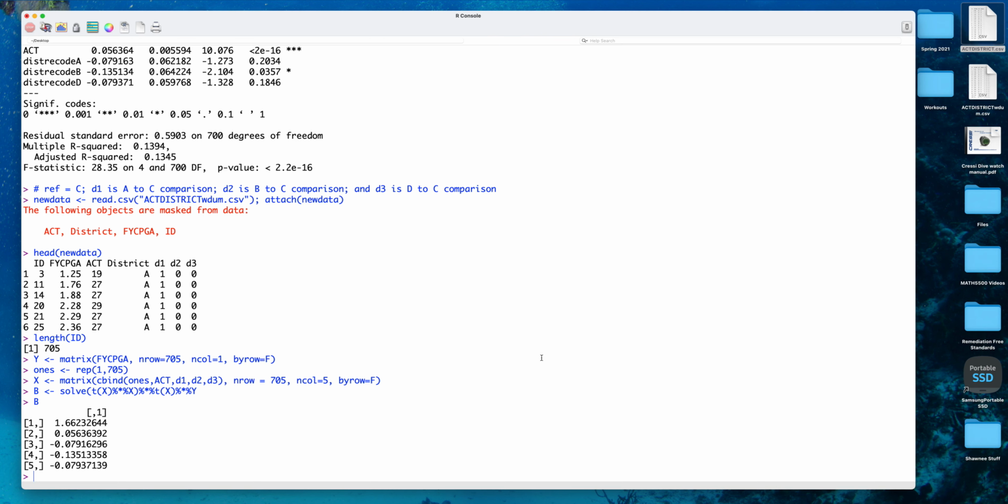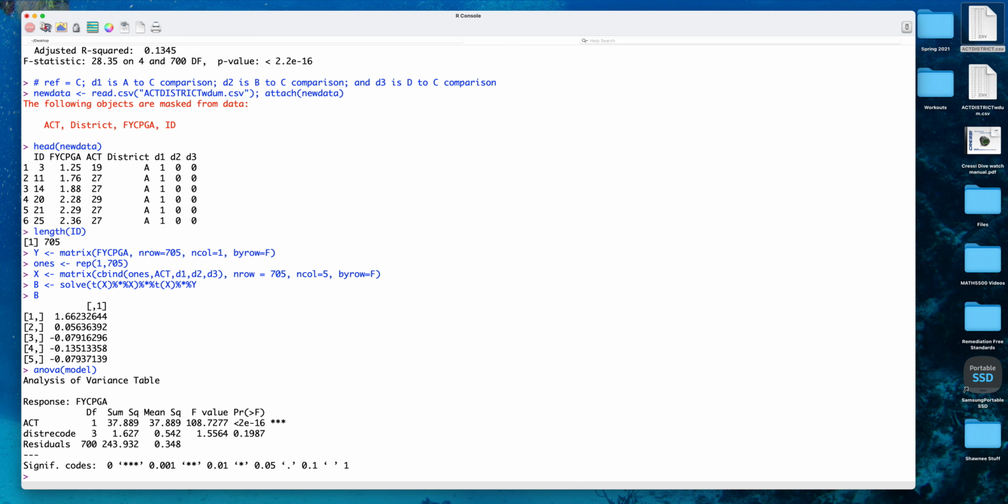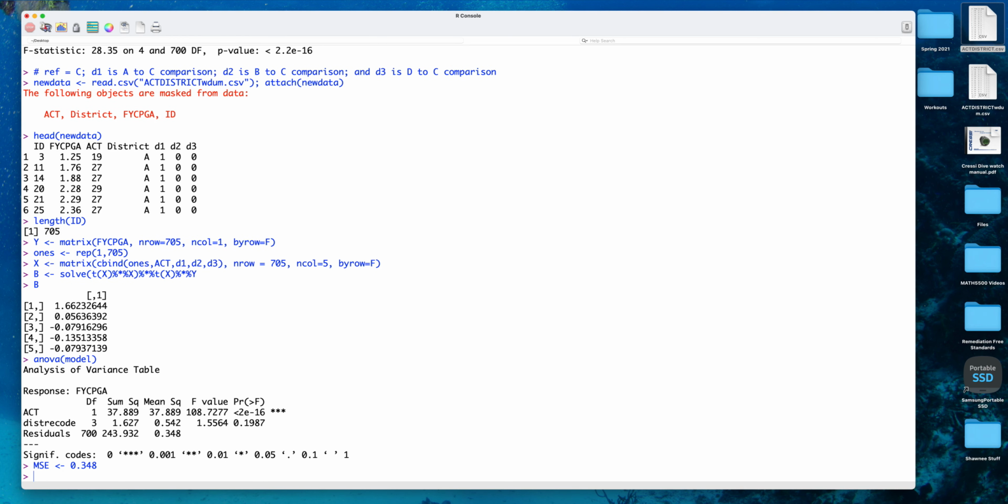So I would just run the ANOVA of our model to get the mean square error. It's kind of cheating, right? But it's 0.348. So the variance covariance for B is going to be the mean square error times the inverse of X transpose X.